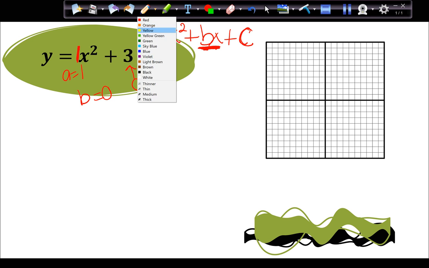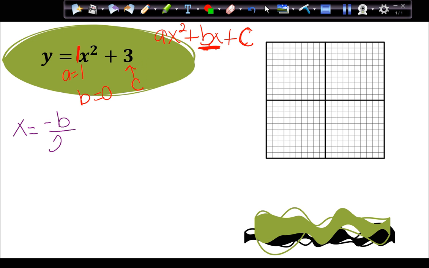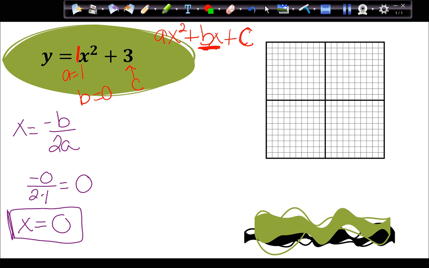So now I'm going to use the axis of symmetry, which is x equals negative b over 2a. So I got negative 0 over 2 times 1, and we should all realize that that's just going to be 0. So my axis of symmetry is x equals 0. The axis of symmetry is an equation. It's a line, so you should write x equals 0.